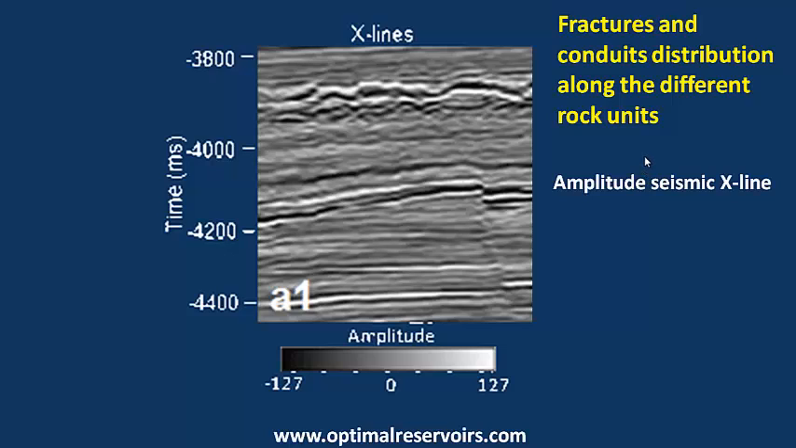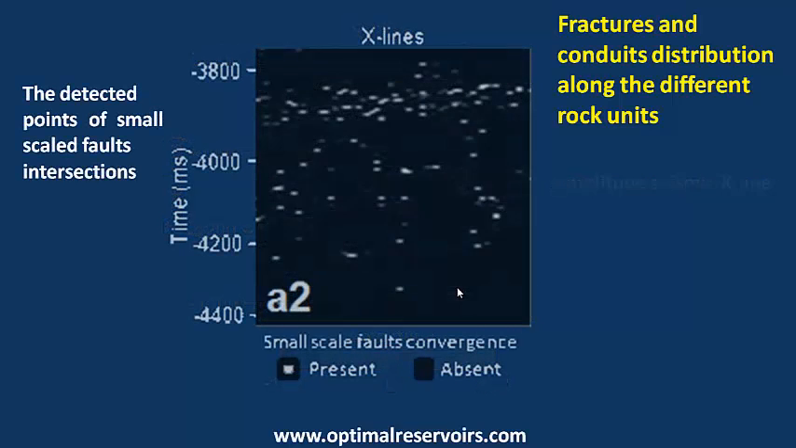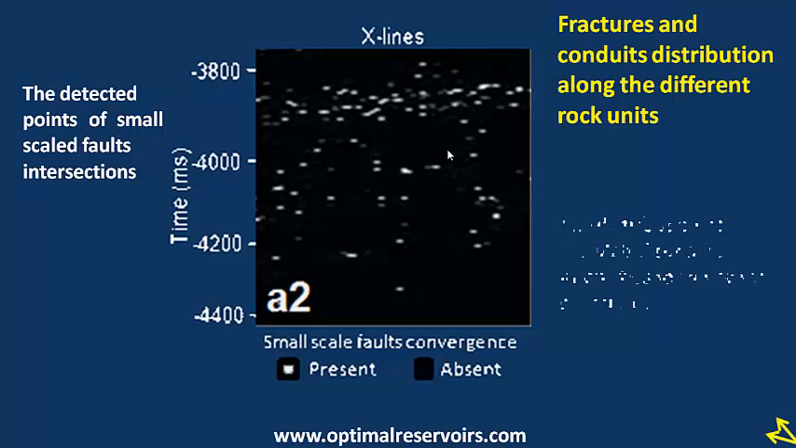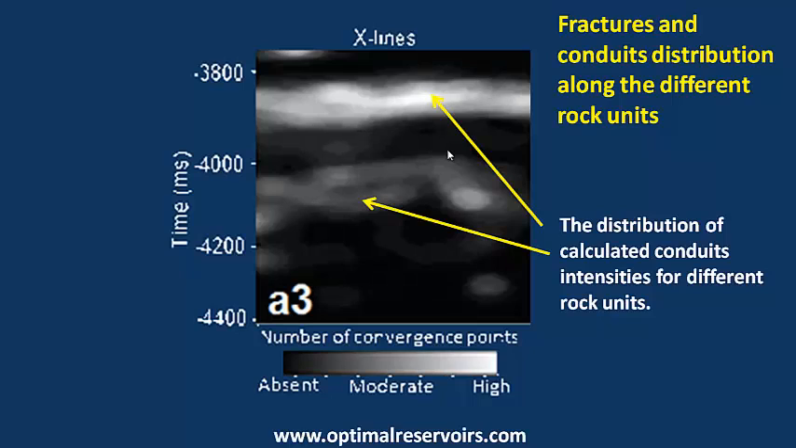That's an example for the distribution of fracture intersections in different rock units. That's a seismic cross-section in sedimentary rock, and the points of small-scale fault intersection. The distribution of calculated conduit intersections for different rock units.